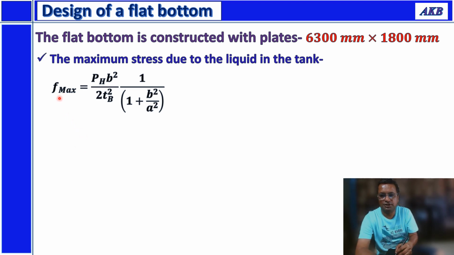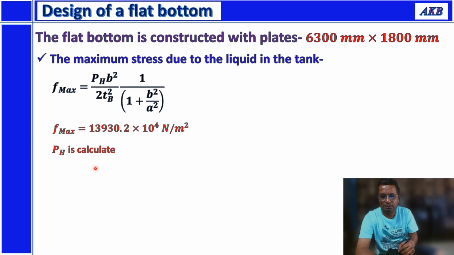So the maximum stress is F max equal to pH into b square upon 2 tb square into 1 upon 1 plus b square upon a square. F max is the maximum permissible stress, which we have calculated earlier in Newton per meter square. It is 13930.2 into 10 to the power 4 Newton per meter square. pH is calculated. This time you have to calculate at the bottom. You have to consider the entire height of 12 meter.